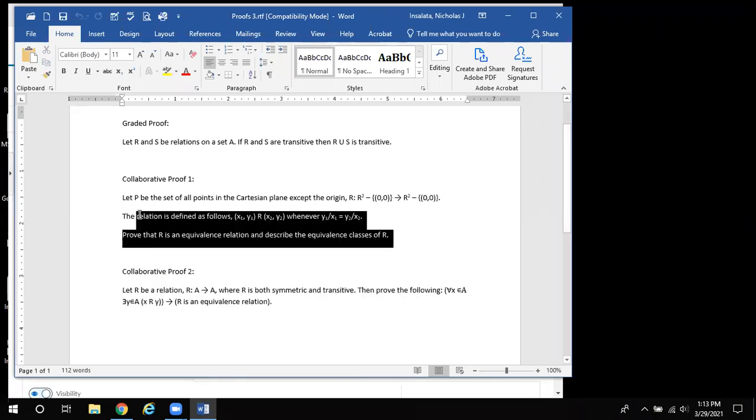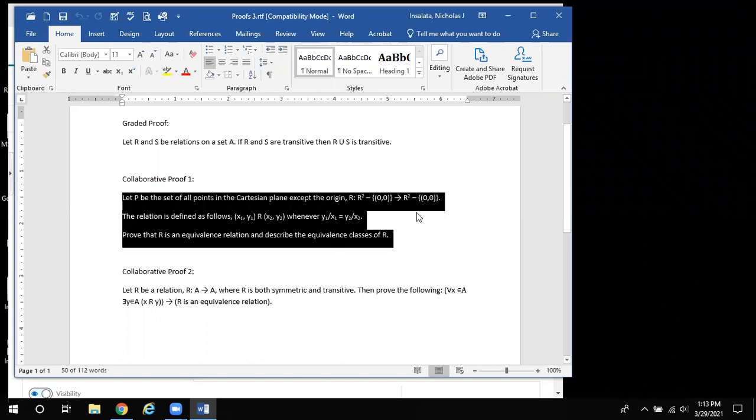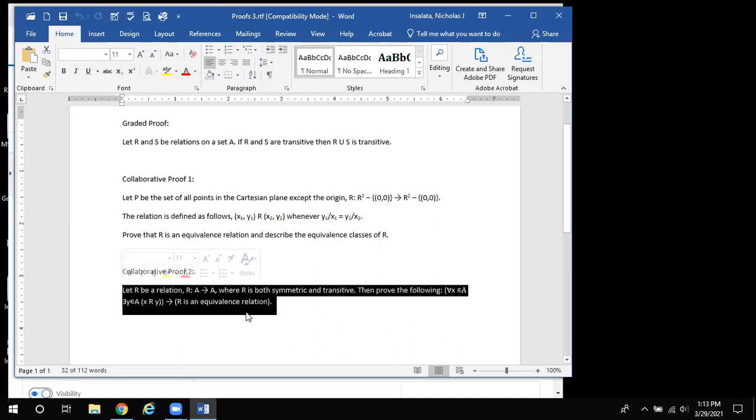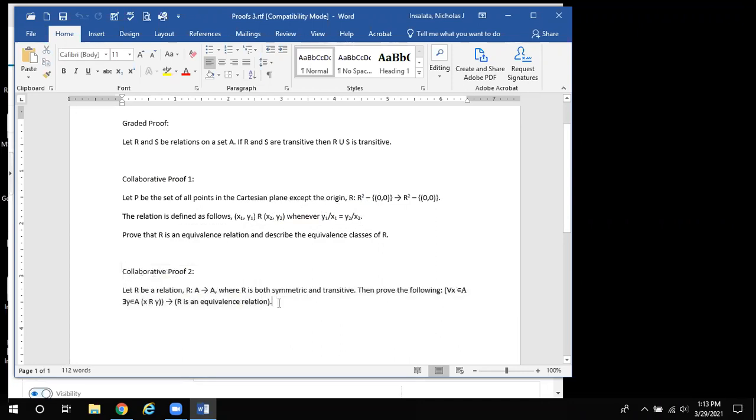So here, these two collaborative proofs, you have this set of points and you have this relation that's defined by division, and you want to show that that's an equivalence relation, which we'll learn all about what all that means in a couple weeks. Right? And then there's this other question, which is a similar sort of thing. Again, you're proving that something is an equivalence relation.